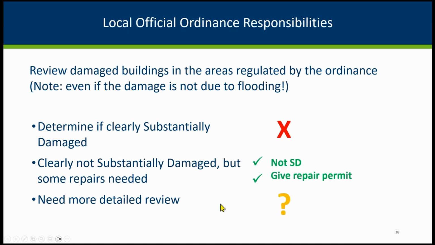The ones you're going to need to spend more time on are typically those where your initial screening suggests the damage could be anywhere from 35% to 60 or 70%. You're going to need to look more closely to figure out if it's under or over that 50% trigger that is substantial damage.